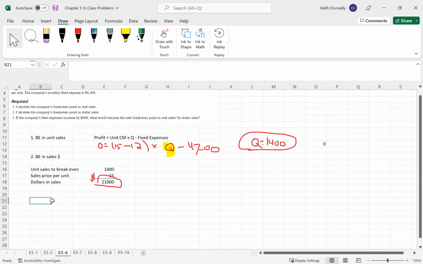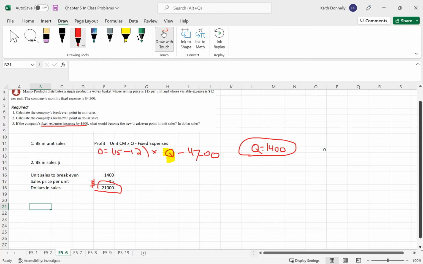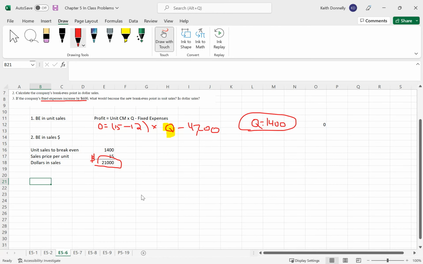Three, the idea with this is they're changing it, so they're saying the fixed expenses increased by 600. Okay, how does that change it? All right, all we have to do here is repeat step 1 and 2. Okay, so it's going to be the same formula up here.